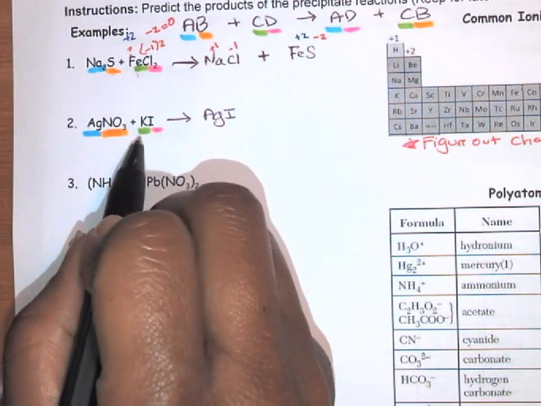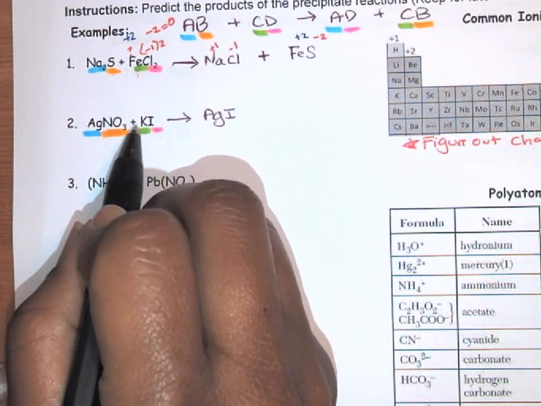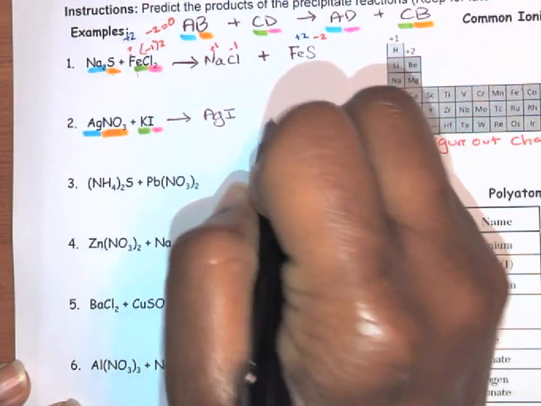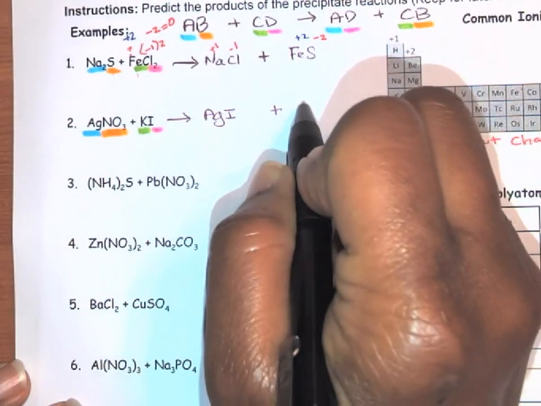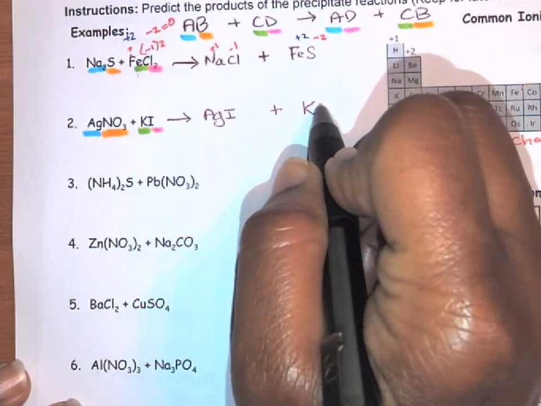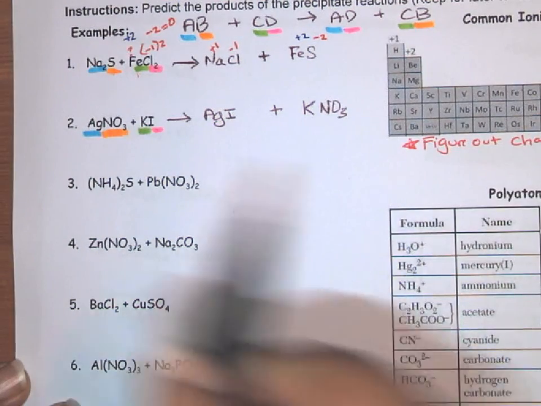And then I'll switch the inner ones. The thing with the inner ones is that the cation, whatever is written first, has to be written first in the product. Here the NO3 is written second and the K is written first, so the K has to be written first here. So I'm going to write KNO3. That is my new product.